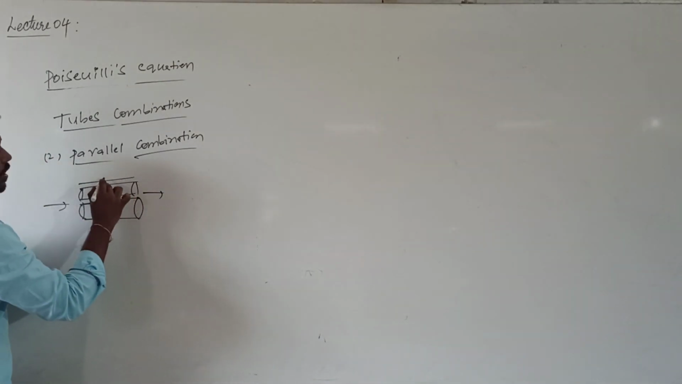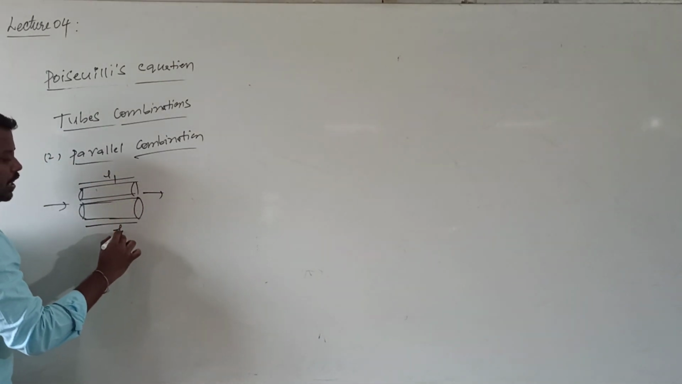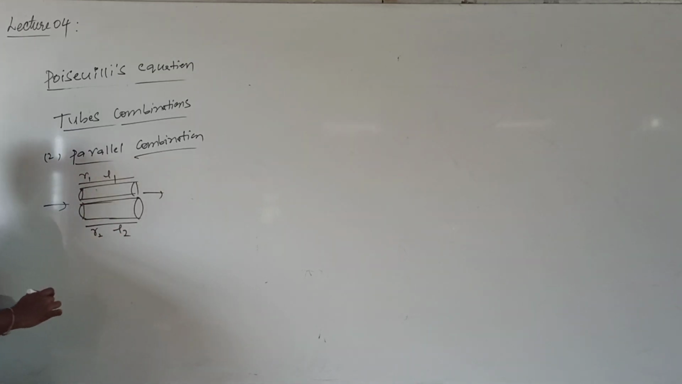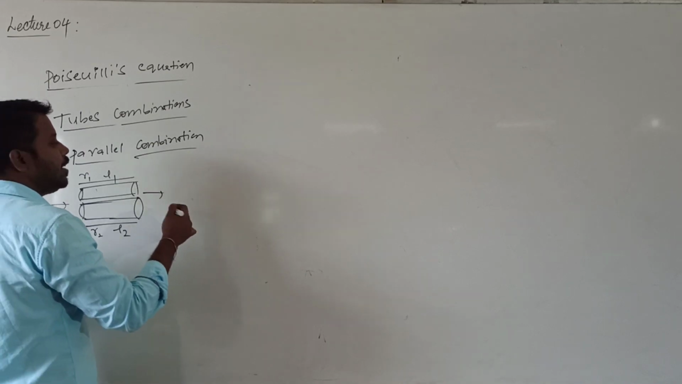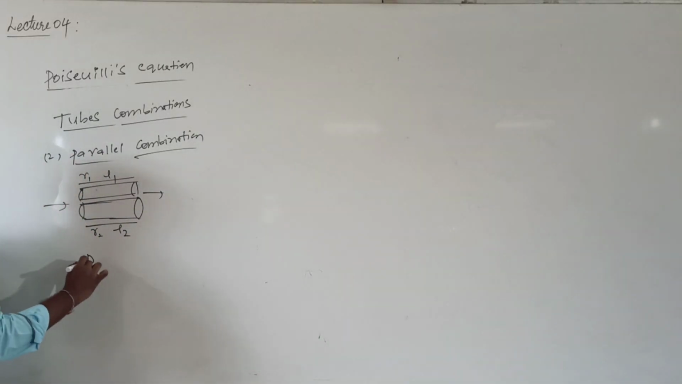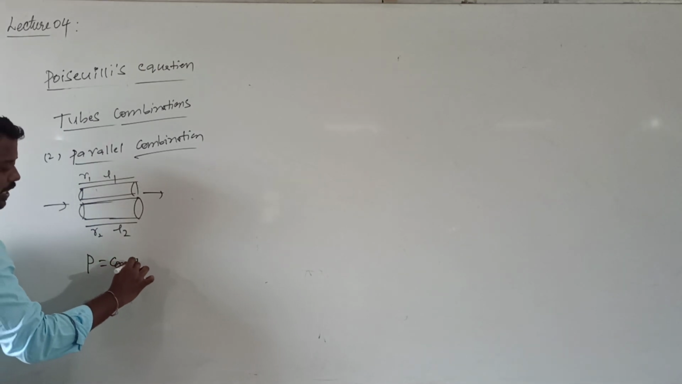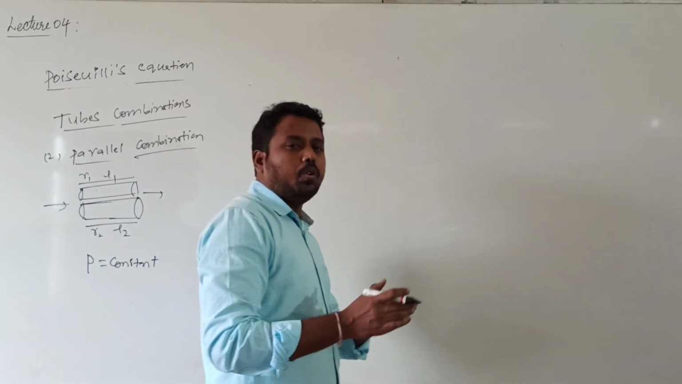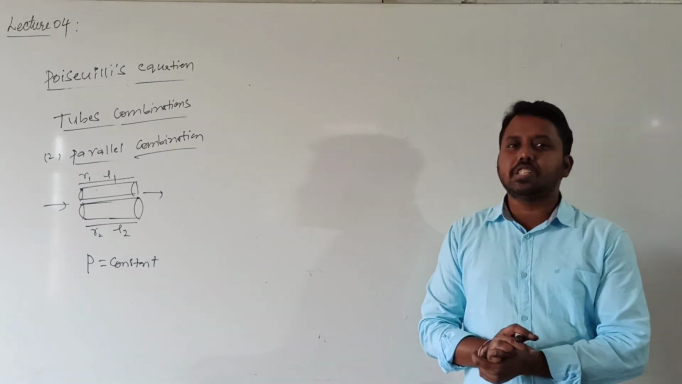First tube of length, let me call L1. Second tube of length L2. First tube radius, let me call R1. Second tube radius, let me call R2. Here the pressure difference remains constant in a parallel combination. In the series combination, the volume flowing per second remains constant.